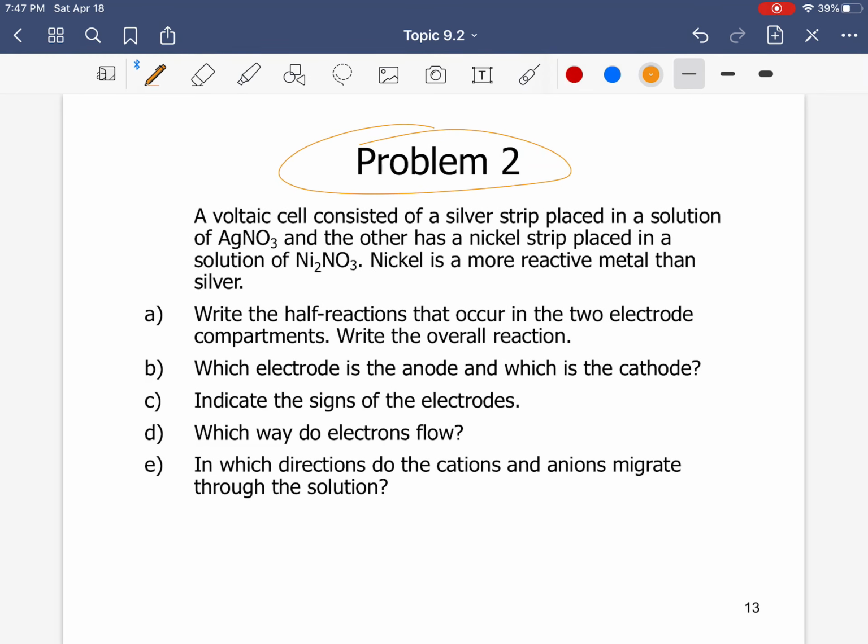And of course, I have another one for you. Do exactly the same thing, but this time, silver versus nickel. The electrolyte here for silver is silver nitrate. The electrolyte for nickel is nickel nitrate. I think I made a mistake here. It should be Ni(NO3)2. Hopefully you can fix that and show me exactly how this is going to work.